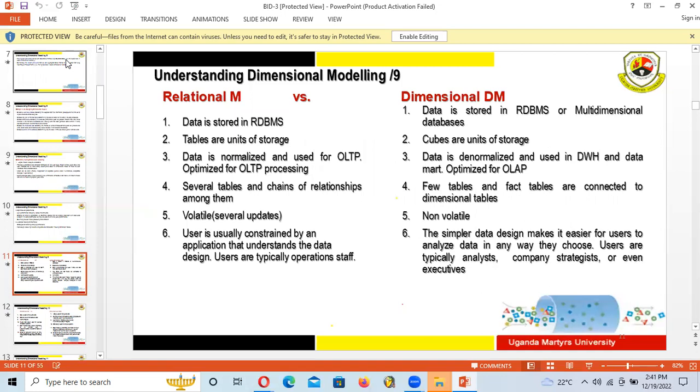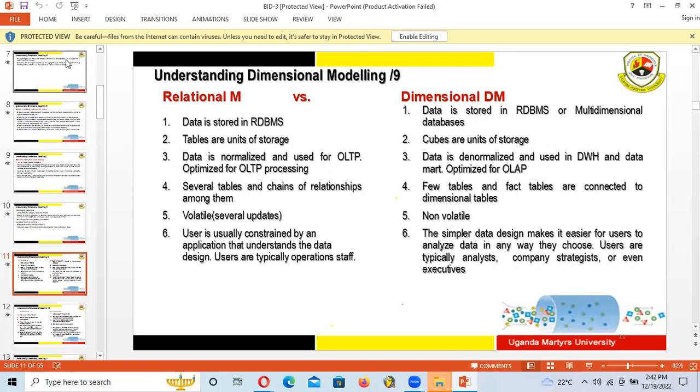Understanding dimensional modeling: here we have relational modeling and dimensional modeling. The difference is, for relational modeling, data is stored in an RDBMS, whereas for dimensional, data is stored in an MDBMS. Then in relational, we use tables as units of storage. Then in dimensional, we use cubes as units of storage. Data is normalized and used for OLTP in relational, whereas for dimensional, data is denormalized and used in the data warehouse and data mart.